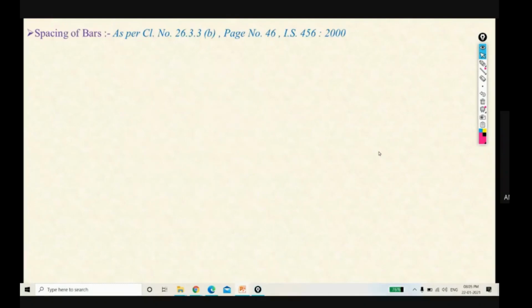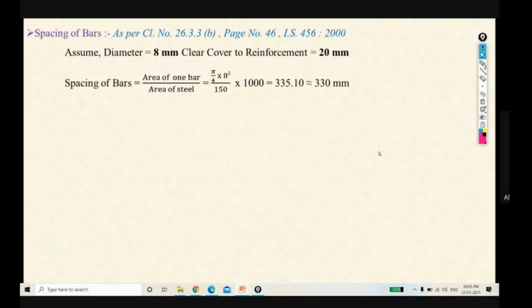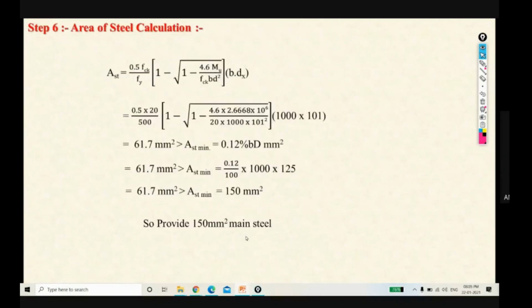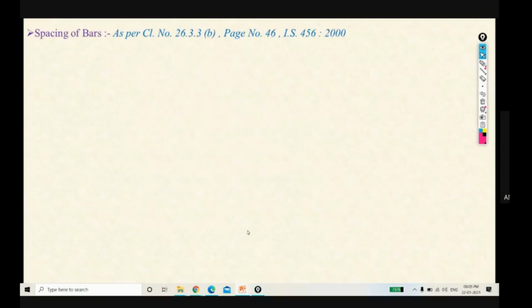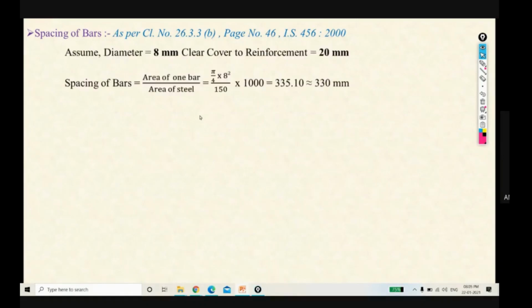Now next, spacing of bar. Whatever main reinforcement area we have calculated, that is 150 mm², for that we have to decide the spacing of bar. One clause is given, that is 26.3.1, page number 46 of IS 456. As per this clause, first we have to decide the diameter and clear cover, which we have already decided. How to calculate spacing? Area of one bar divided by area of steel, or the provided area of steel.